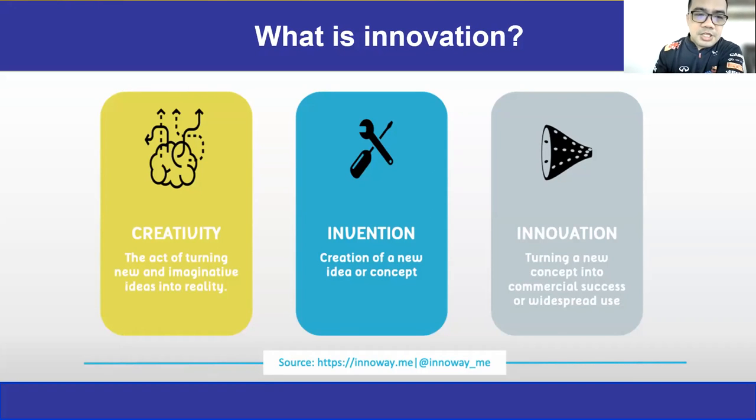So creativity, as mentioned here, is the act of turning new and imaginative ideas into reality. Ideas remain just ideas and will never become an invention if we keep them in our minds. If you have a very good idea, you start working on it: how can you make it a reality, how can you make it tangible, something you can touch or see? That's where we proceed to the next, which is the invention.